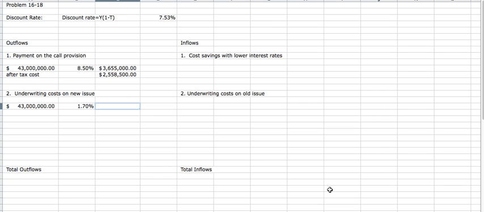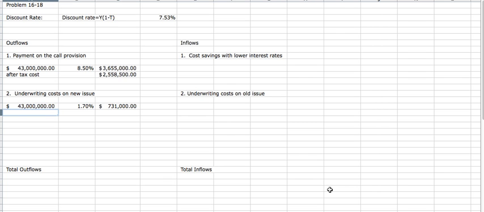So to calculate that, we just simply multiply these two things together. That's $731,000. Now we're going to be amortizing these underwriting costs over the lifespan of the bond. And in our case, the lifespan of the bond is an additional 17 years, according to the problem. The bonds have 17 years left to maturity.